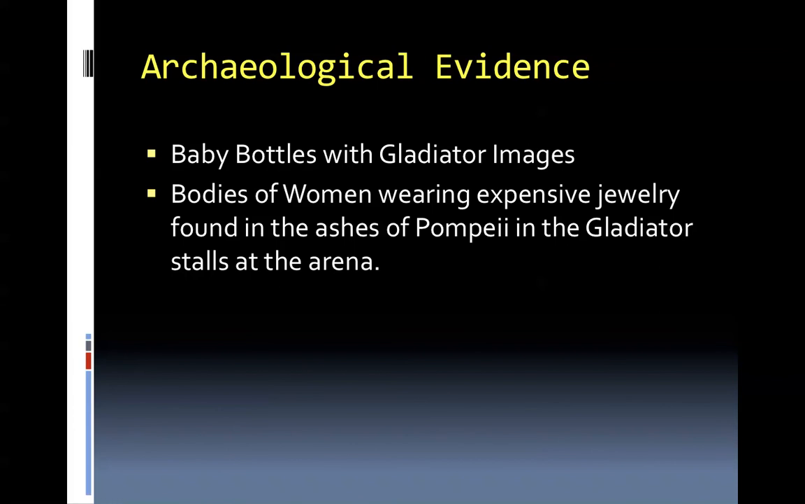And then, in a rather sad note, I suppose, you know that at Pompeii, Mount Vesuvius erupted, and the eruption was so sudden, so fast, and it was all ash that people just suffocated from the ash, and they sort of fell where they were. We have found bodies of women wearing very expensive jewelry in the ashes of Pompeii, in the gladiator stalls of the arena at Pompeii. So, wealthy women visiting gladiators in their stalls before they were set to perform, sort of in their cells, if you will.